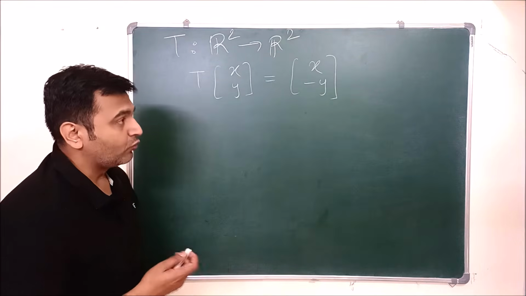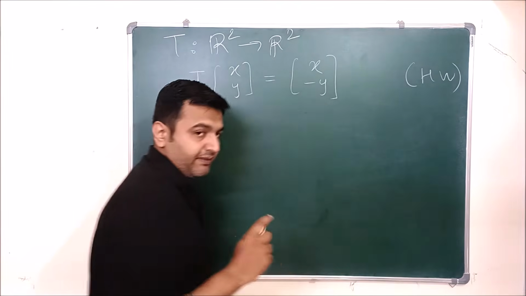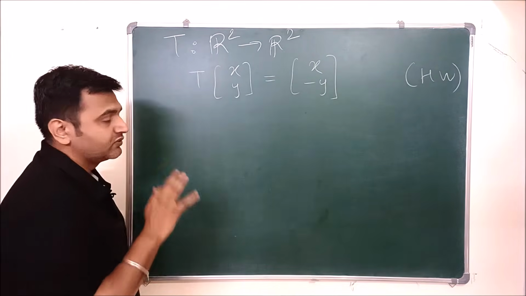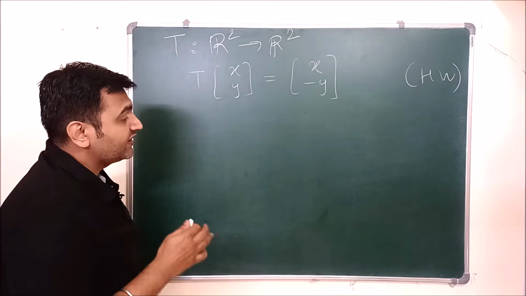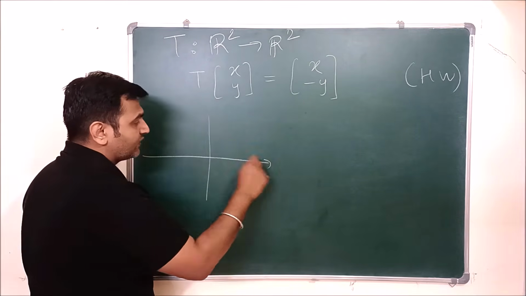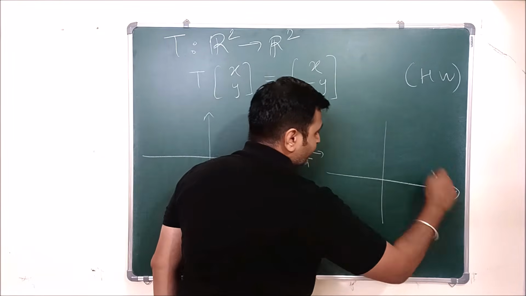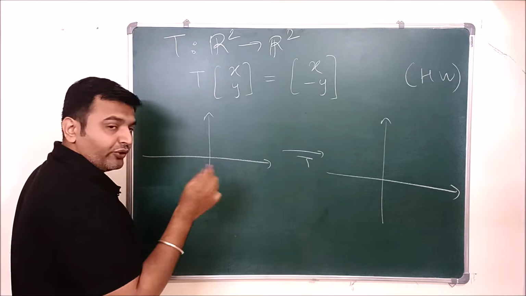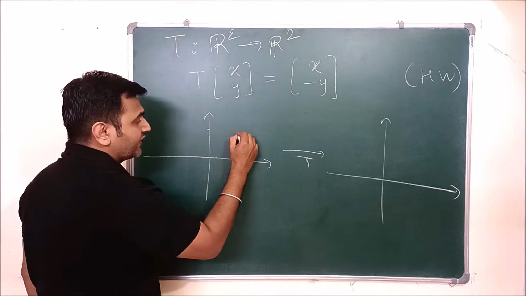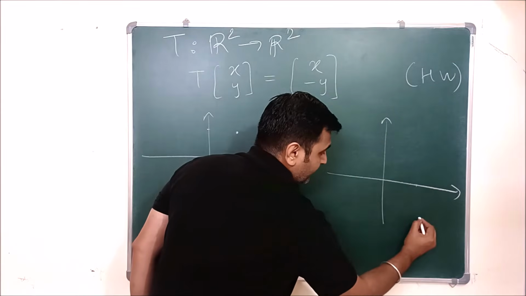Now homework for you is to verify that this map is a linear map. You should be able to do it. So this is a linear transformation. Now let us try to see this geometrically. There are two ways to visualize this. One way is you draw this R2 to R2. Now if you take any point, suppose you take 2 comma 3, what will be the image? It will be 2 comma minus 3.